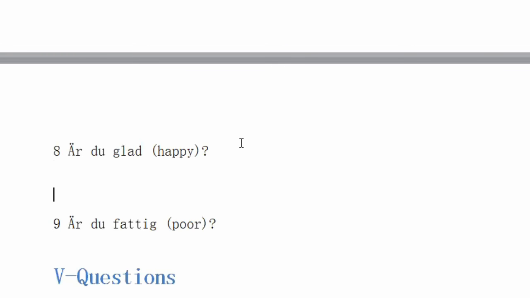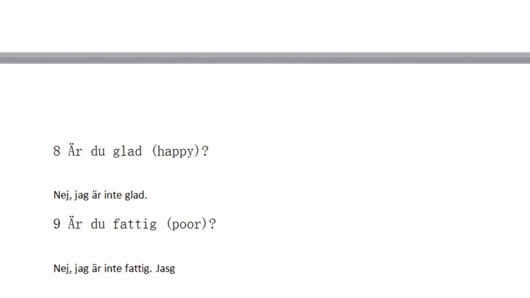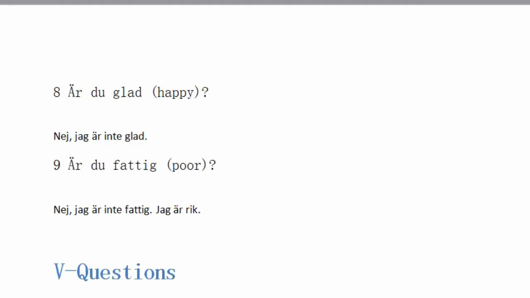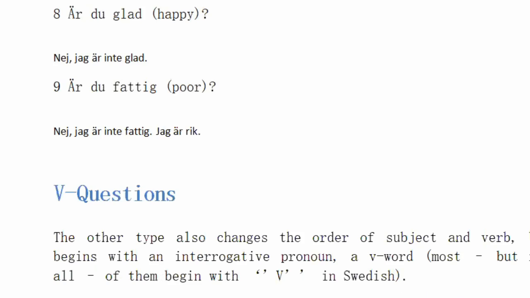Är du glad? Nej, jag är inte glad. No, I'm not happy. Ledsen means I'm sad. Är du fattig? Are you poor? Nej, jag är inte fattig. No, I'm not poor. Jag är rik. You can also add further if you want. No, I'm rich. So these are a few examples from the last lesson.